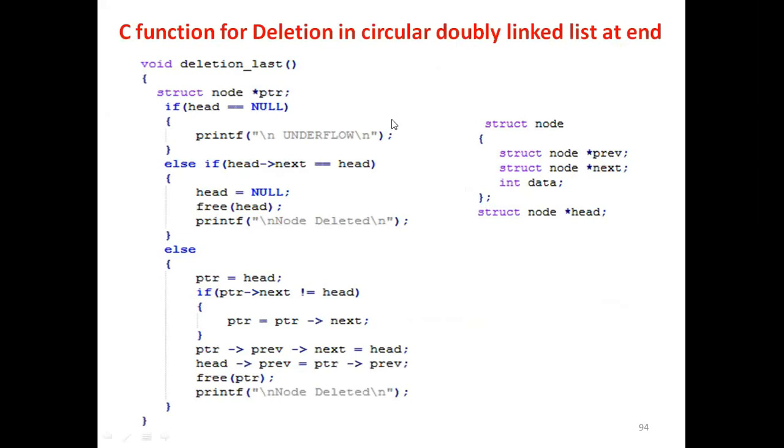This is the C function for the deletion operation in a circular doubly linked list. Yes, this should be Y. Okay, it will be Y.